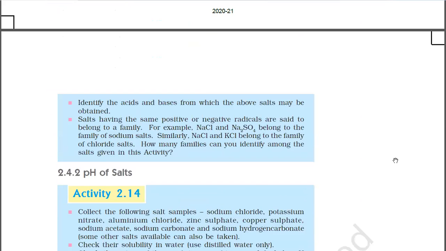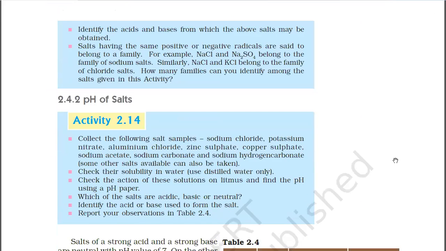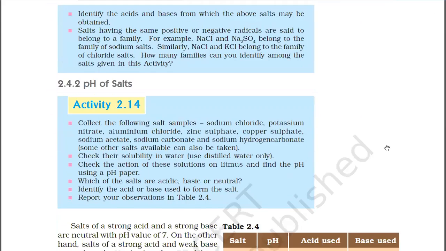Identify the acids and bases from which the above salts may be obtained. Salts having the same positive or negative radicals are said to belong to a family. For example, NaCl and Na2SO4 belong to the family of sodium salts. Similarly, NaCl and KCl belong to the family of chloride salts. How many families can you identify among the salts given in this activity?